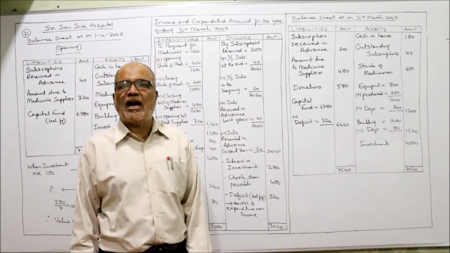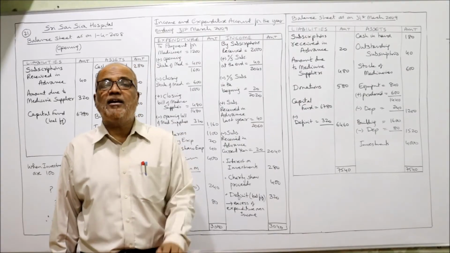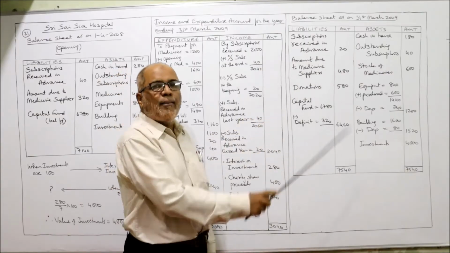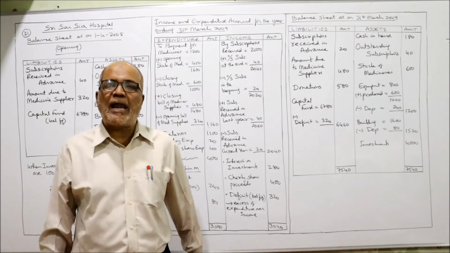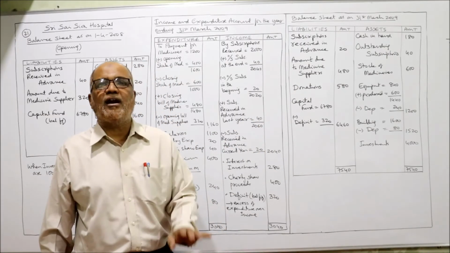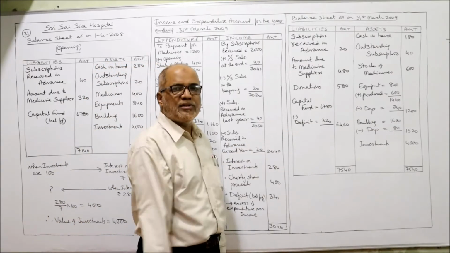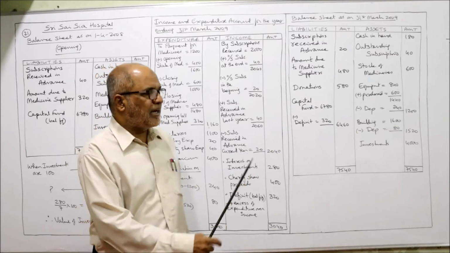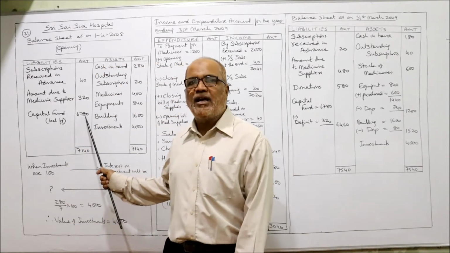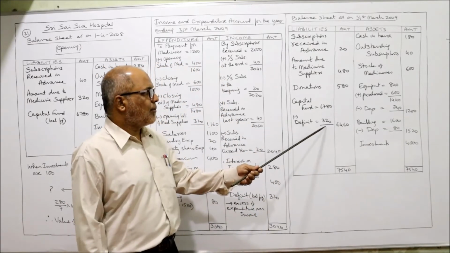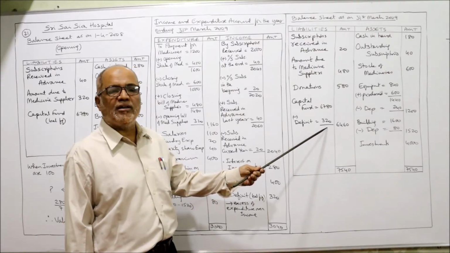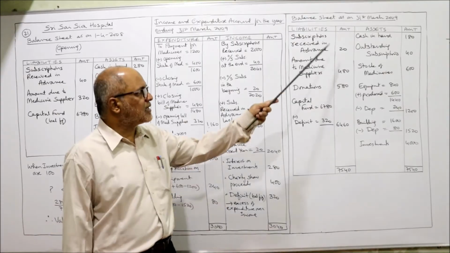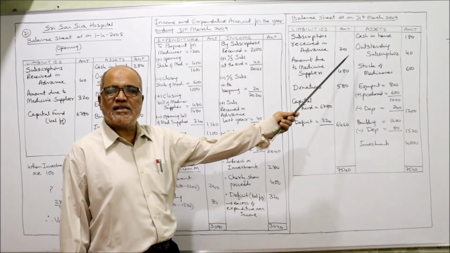Subscription received in advance at the end of the current year, 20. Amount due to medicine suppliers at the end of the current year, 480 rupees. Then donations, 580 rupees. Capital fund at the beginning of the year 6780, minus deficit 320. Deduct 320, 6460. Liability side completed. Now I am coming to the asset side.